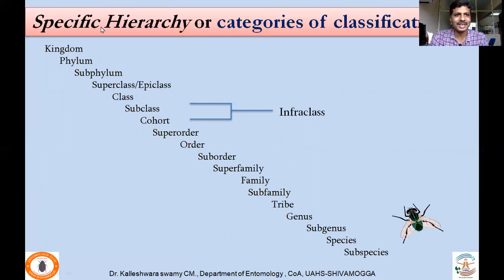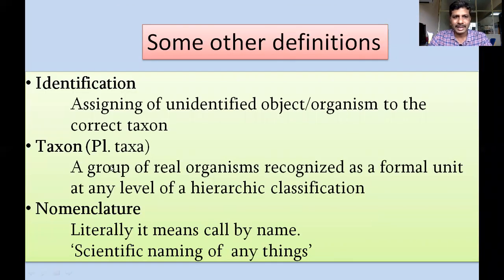So taxon includes all those individuals, okay, coming under that particular level of category. Suborder may consist of a number of organisms, a number of species of insects. Superfamily consists of a number of insect species. So species is the single one. So that is the taxa. So a species may be taxa, a subgenus may be taxa. Okay. So taxa means a group of real organisms recognized as a formal unit at any level of hierarchical classification.